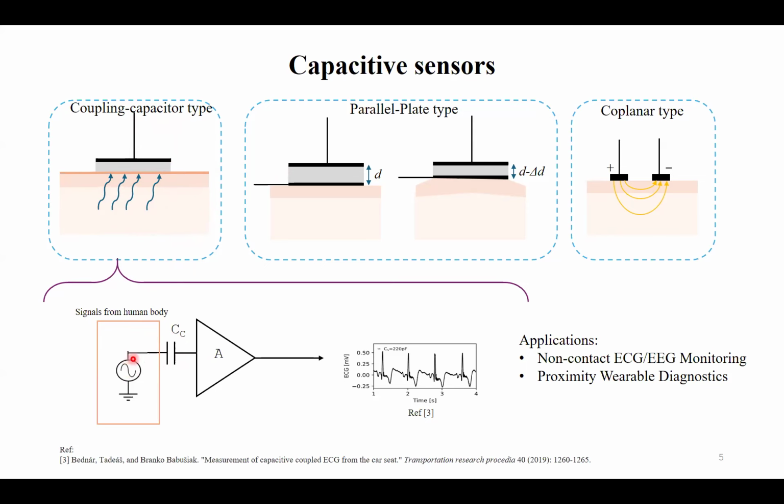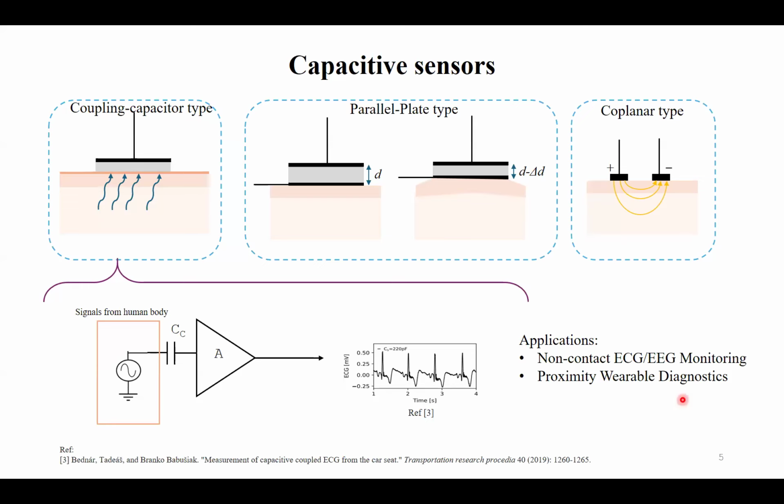So the signals from the human body are coupled to the outside world. Though the signal is very low, we can pre-amplify and use the signal for various applications like ECG or EEG monitoring and so on. So this is one type of capacitive sensor used in biomedical, and we can collectively call it a coupling capacitor type capacitive sensor, right? And as I told, the application is for non-contact ECG, EEG monitoring, or for proximity wearable diagnostics.